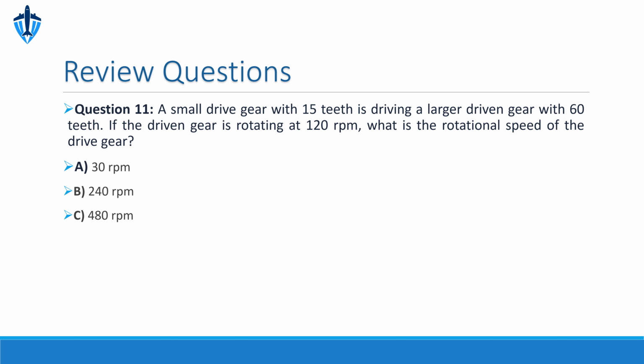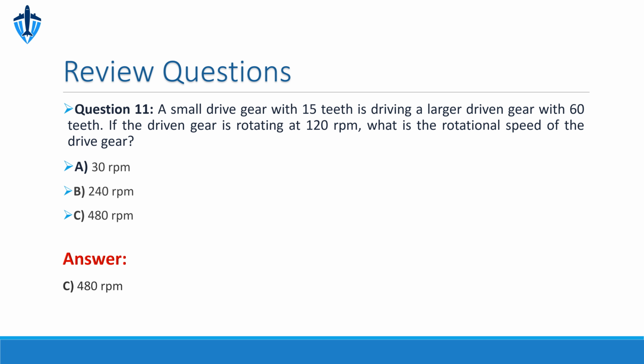Question 11. A small drive gear with 15 teeth is driving a larger driven gear with 60 teeth. If the driven gear is rotating at 120 RPM, what is the rotational speed of the drive gear? A. 30 RPM, B. 240 RPM, C. 480 RPM. The correct answer is C.